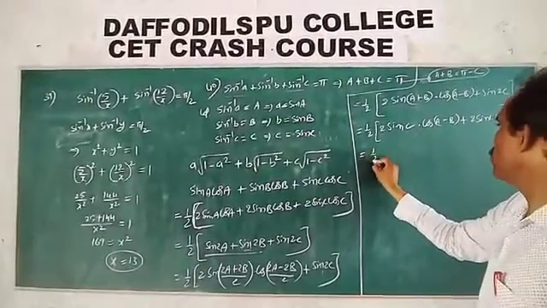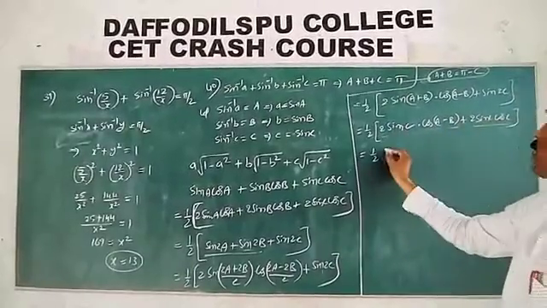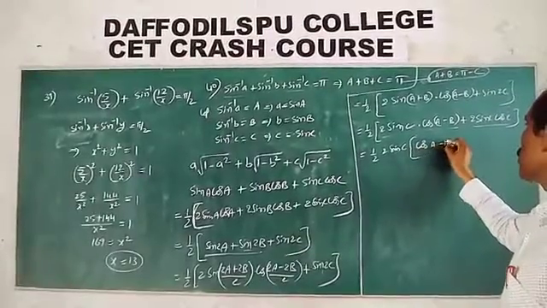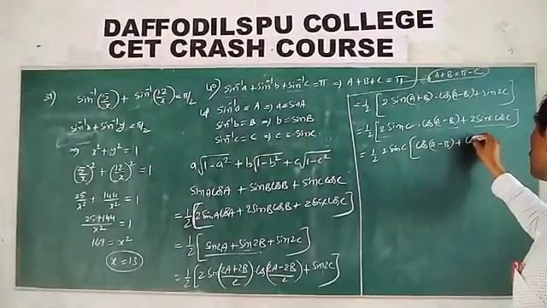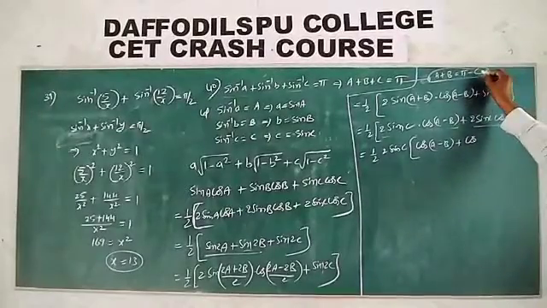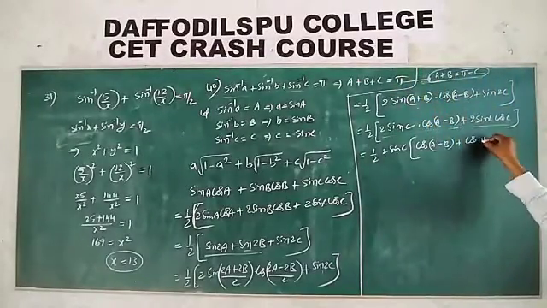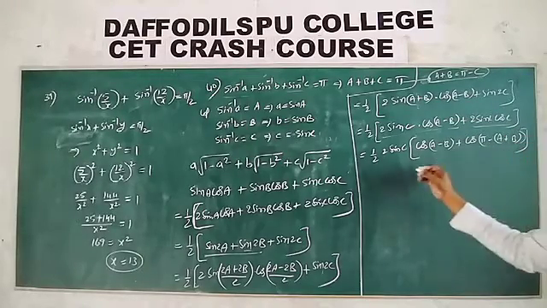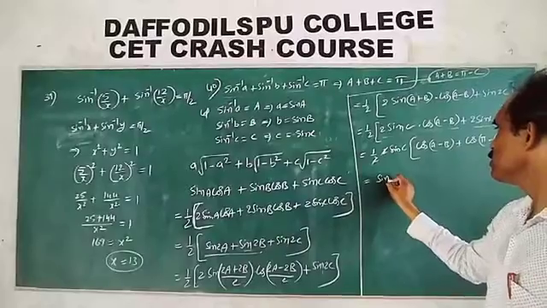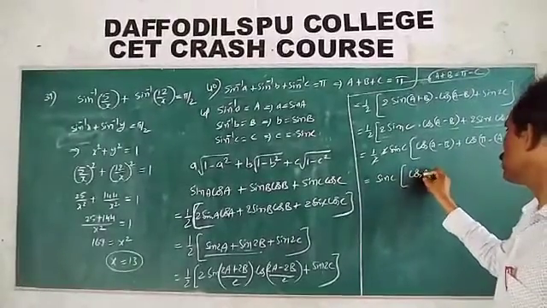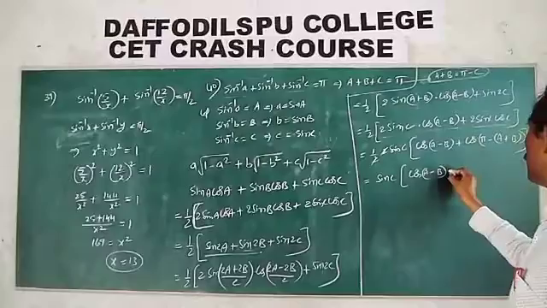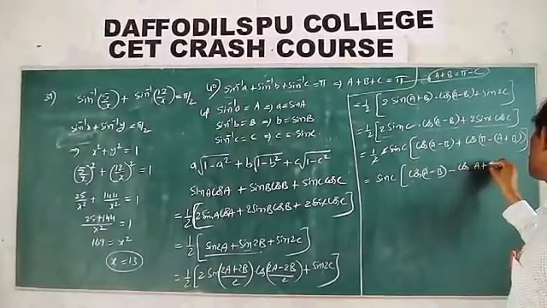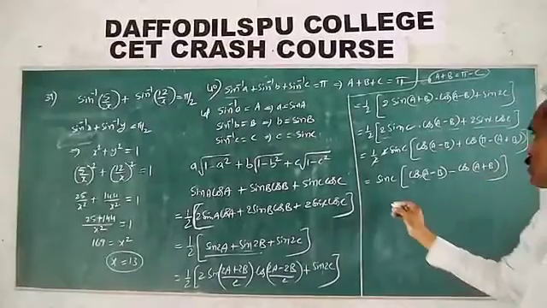That implies 1 by 2. In these two terms, 2 sin C is common, so 2 sin C goes outside. Remaining is cos (A minus B) plus cos C. And C can be written as pi minus (A plus B). The 2 cancels. Sin C, okay, cos (A minus B), and cos of 180 minus theta is minus cos, so minus cos (A plus B).